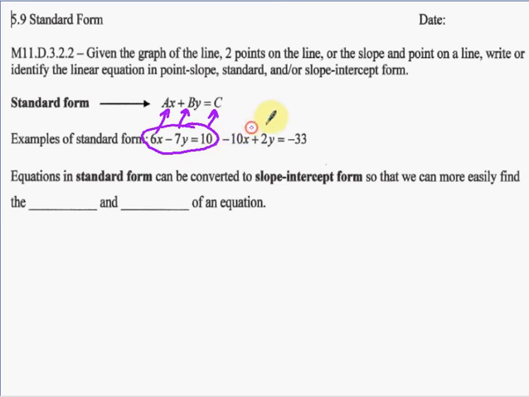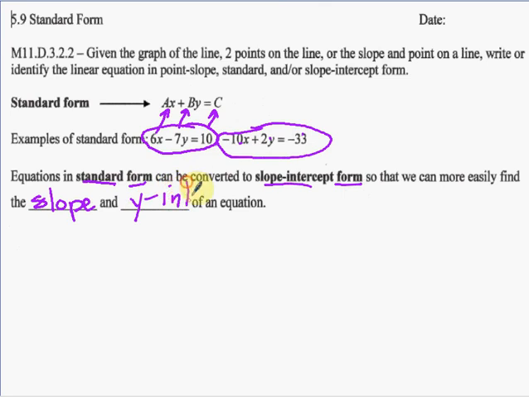This is another example right here of standard form. You have an x, a y, and a number. What you need to know, though, most importantly, is that we're going to convert from standard form to slope-intercept form so that we can find the slope and the y-intercept of an equation. So that's what we're going to be working on right now.